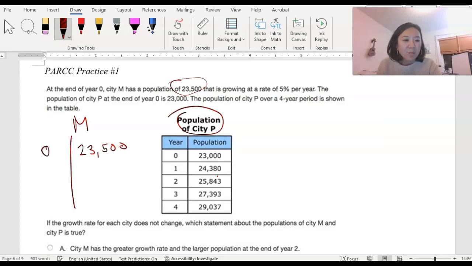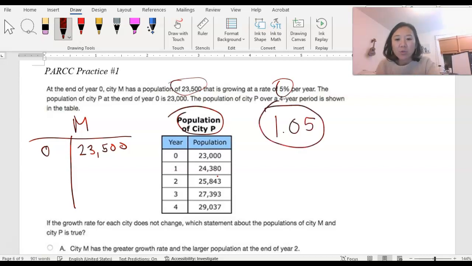So when in doubt, remember I said make a table. I would strongly suggest that you do that for this scenario because we have one that's already in a table. Let's make the other one. It's growing at a rate of 5% per year. This means that my factor is 1.05 because it's growing, so I'm adding 1. I'm going to add that 5% each year.